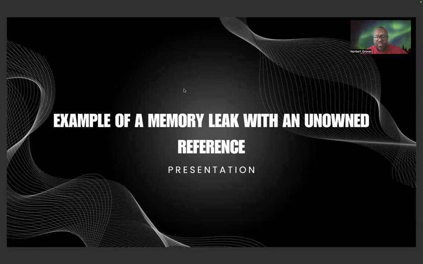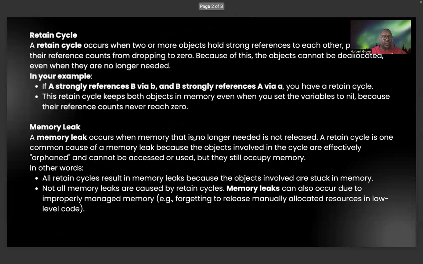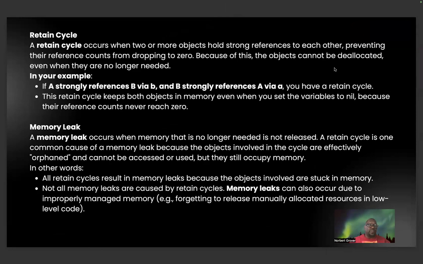Okay, let's have an example of a memory leak with an unowned reference. Let's talk about retained cycles, memory leaks, and the overlap, because they're slightly different, but they both come to the same thing. A retained cycle occurs when you have two or more objects that hold strong references to each other, preventing their reference count from dropping to zero. Because of this, the objects cannot be deallocated, even when they are no longer needed.